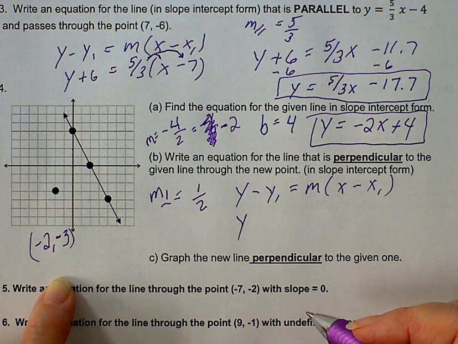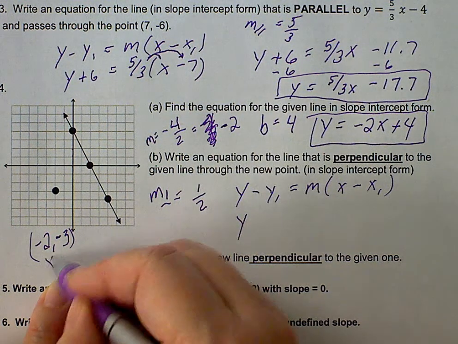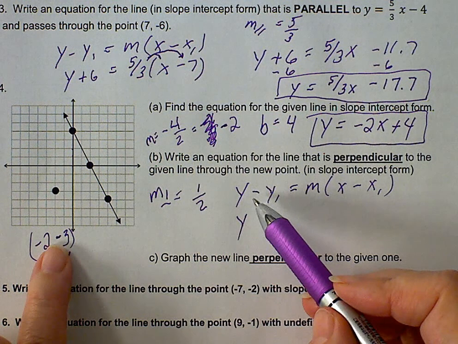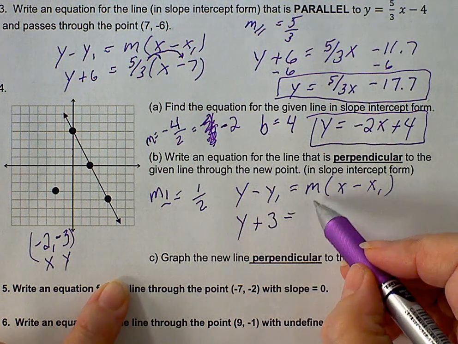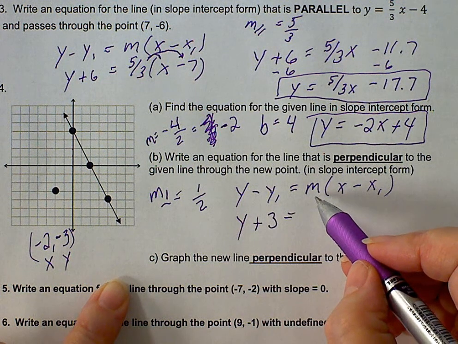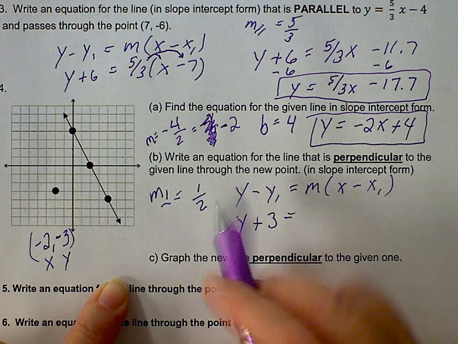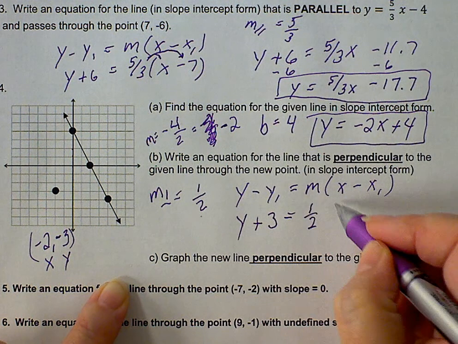What am I putting on my left-hand side? This is my x, this is my y. So I have a minus, and a minus is a positive. So plus 3 is equal to, what's my slope? -2, +2. 1/2 times x minus a -2.